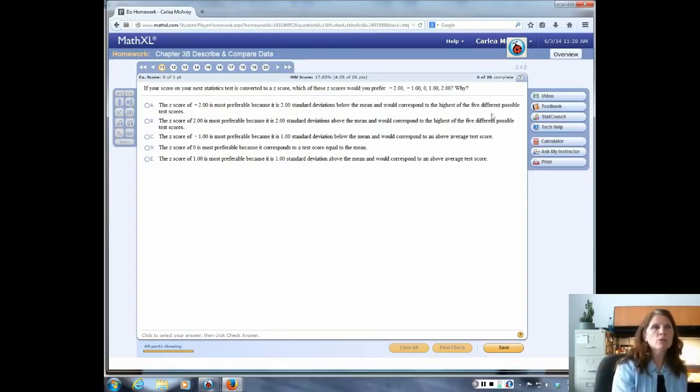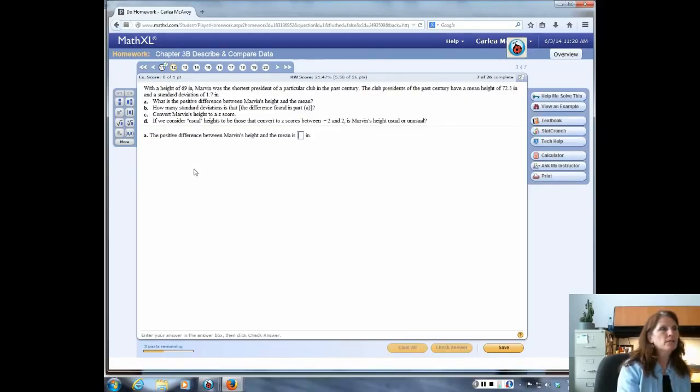Well, a 0 z-score means that you were exactly at the mean. So you're right in the center of the data for that. It wouldn't be terrible, but that's not probably where you'd want to be. Anything with a negative z-score means you were lower than the class mean, so that's kind of bad. And so if you want the best possible one, you'd want to be over here at the highest possible z-score, because you're getting further and further to the right. That means a higher and higher score. So the z-score of 2 is the most preferable, because 2 is the standard deviation above the mean and would correspond to the highest of the 5 different test scores. Better z-score, better test score.